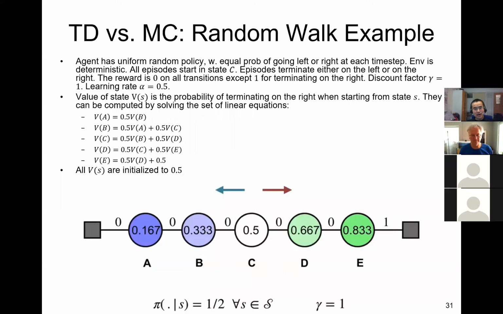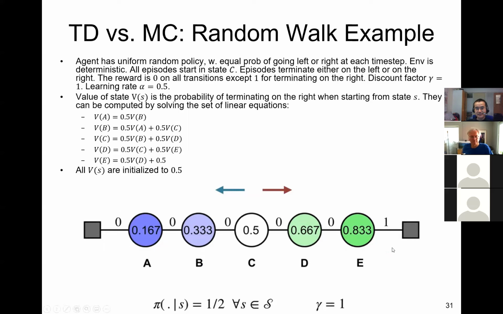So let's look at one example of a random walk. This is a one-dimensional grid. The agent has a uniform random policy π with equal probability of going left or right at every time step. The environment is deterministic. All episodes start in state C, the central state. Episodes terminate either on the left or on the right. Reward is 0 on all transitions except 1 for terminating on the right.